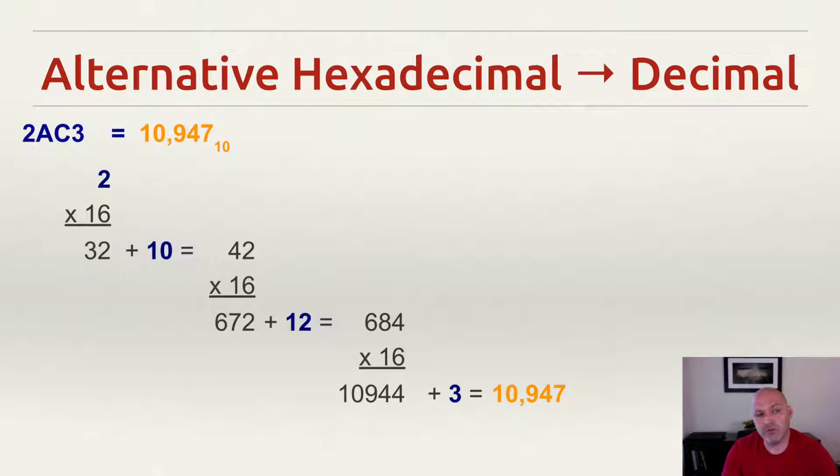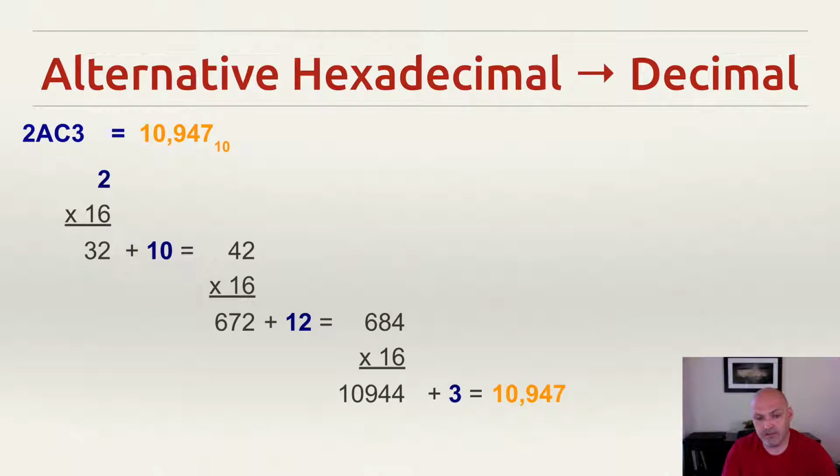Last for this, let's look at hex. I'm going to start with 2AC3. Remember, an A is 10 and a C is 12. So I take my 2 and I multiply it by 16, which is the base, getting 32. And then I add in my second most significant digit's value of 10, and I end up with 42. I now multiply by the base again, getting 672, adding in the next digit's value of 12, which remember is our C, and now I have 684.